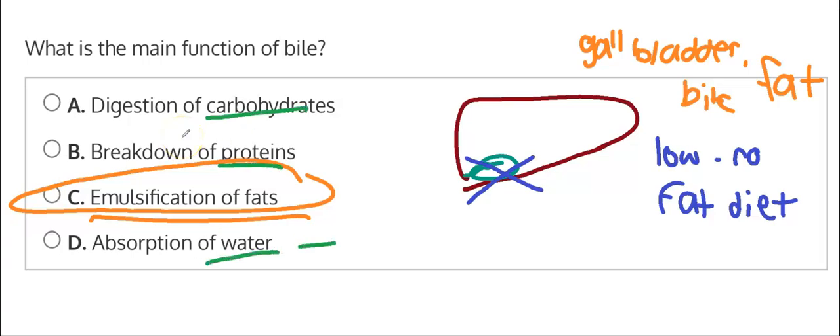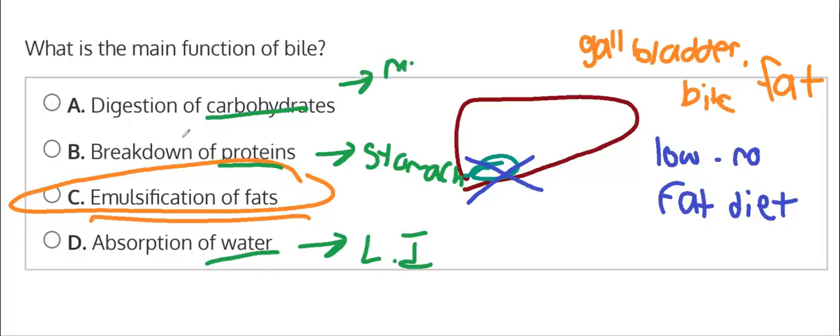The absorption of water would take place in the large intestine. The breakdown of proteins, that's something that happens in the stomach. And then the digestion of carbohydrates begins in the mouth and then continues into the stomach as well. So mouth and stomach. But in this case, we're looking at the liver, we're looking at the gallbladder, and we're looking at the breakdown and the emulsification of fats. And that's why option C would be correct in this case.